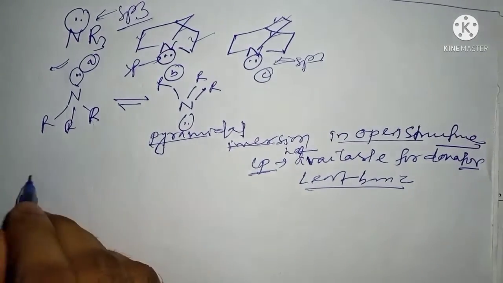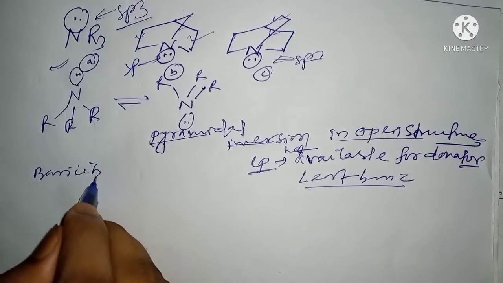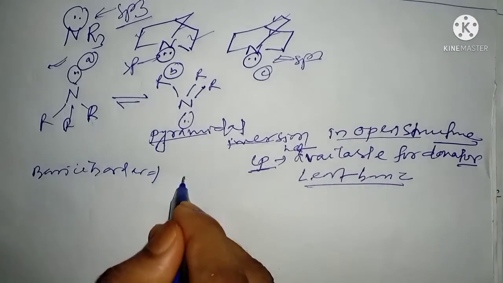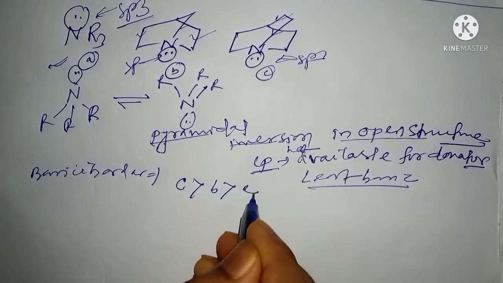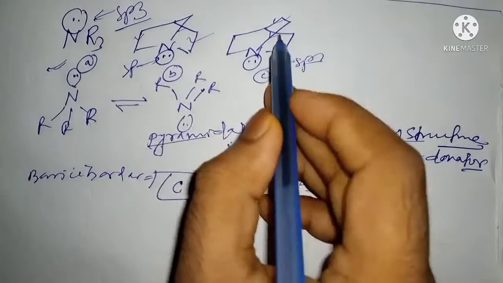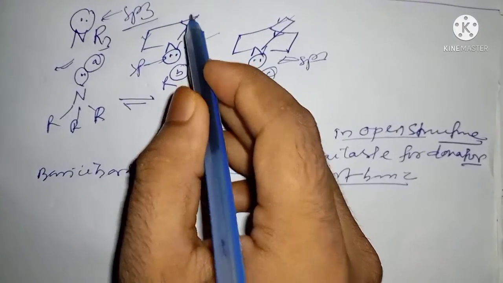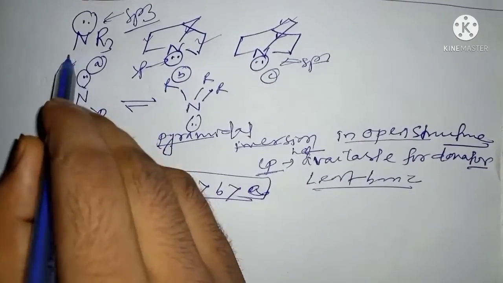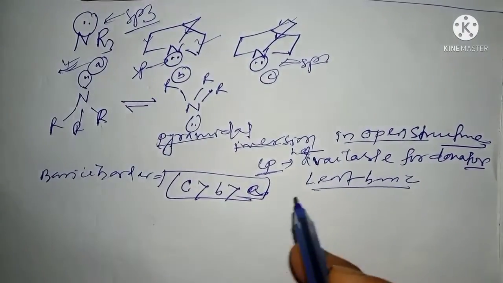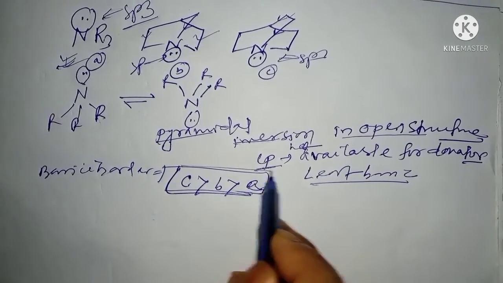Now the basicity order is C greater than B greater than A, because C has more plus I effect. This has one CH2 group, so it has the least plus I effect, and this also has pyramidal inversion, so this is least basic. So the order is C greater than B greater than A.